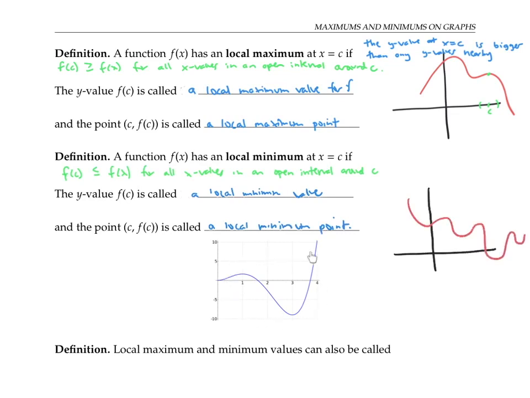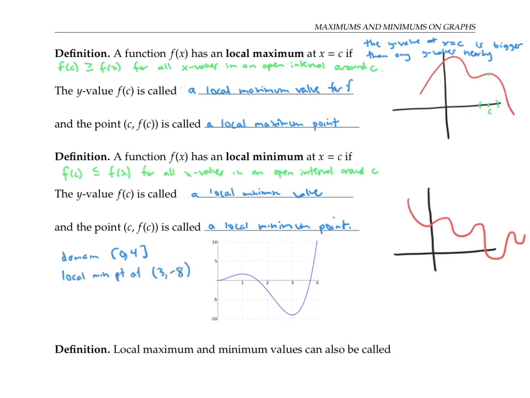In this example, assuming that the domain is from 0 to 4, we have a local minimum point at x equals 3, because this point here is the lowest point anywhere nearby. It also happens to be an absolute minimum point.